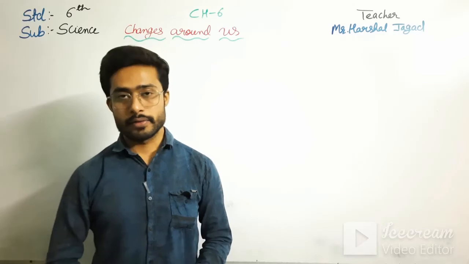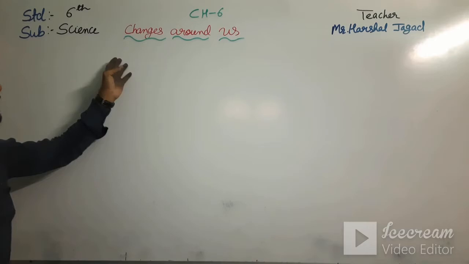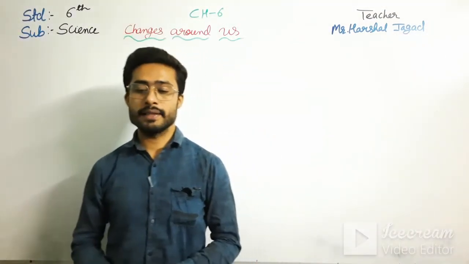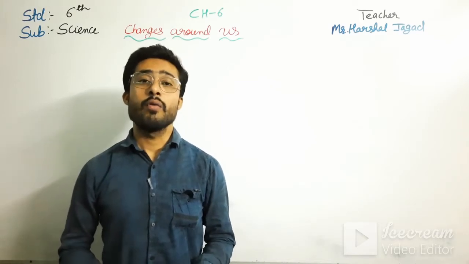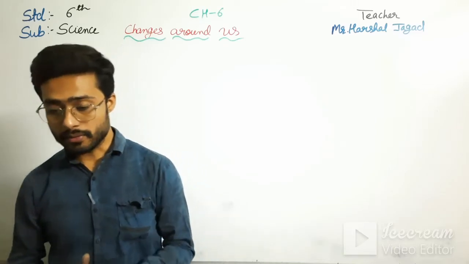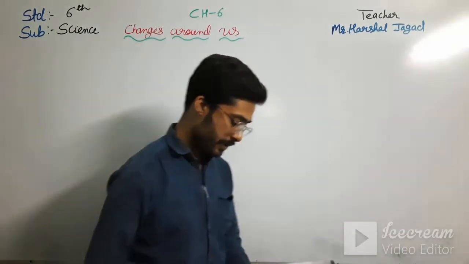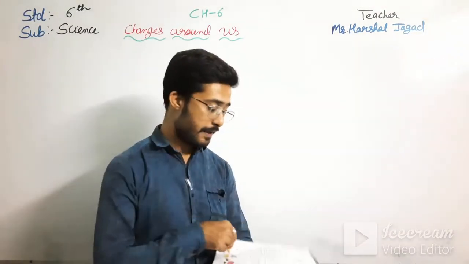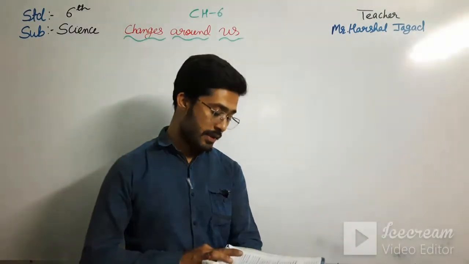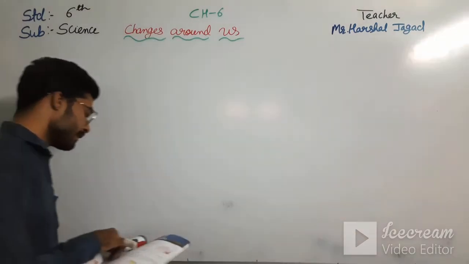So in the previous video we have just started chapter number 6, Changes Around Us. Okay students, in that we have seen the types of changes. First of all we have seen the reversible change, and then the irreversible change, physical change, chemical change. Let me first write all the types of changes.